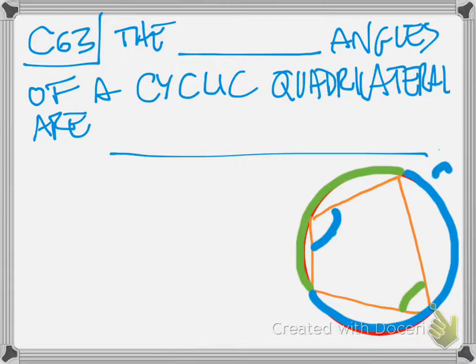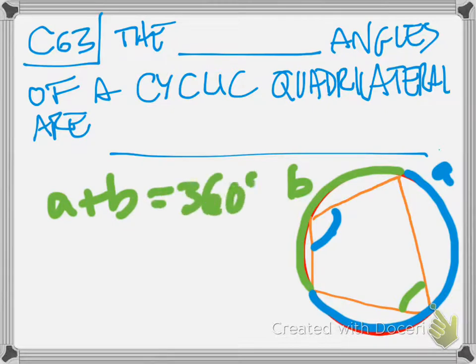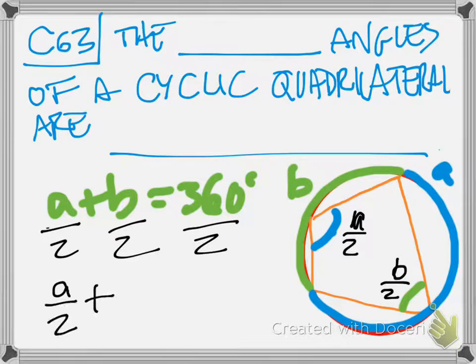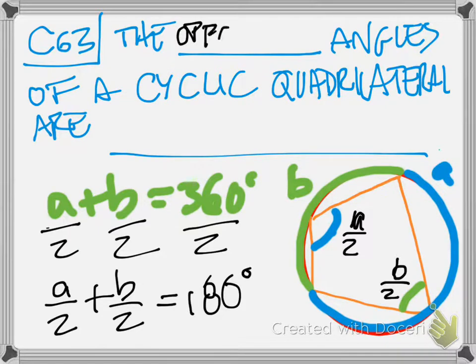So let's look at the blue one and call it A. Let's call the green one B. And won't A plus B equal 360 degrees? Because all the way around the circle, 360 degrees. But then this, let's just use black. This is going to be half the measure of A, so that's A over 2. And this is going to be half the measure of B, B over 2. So how do we write this out? If I divide everything by 2 in this equation, won't I get A over 2 plus B over 2 equal to 180 degrees? So here it is. The opposite angles of a cyclic quadrilateral, if they add up to 180, they will be supplementary.